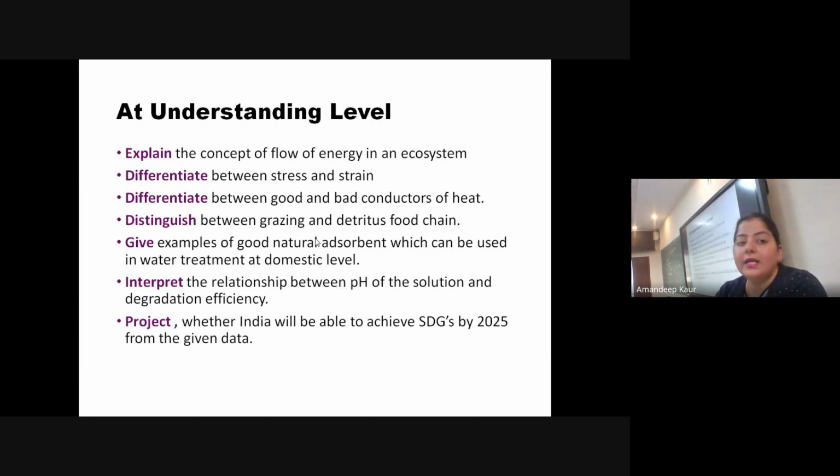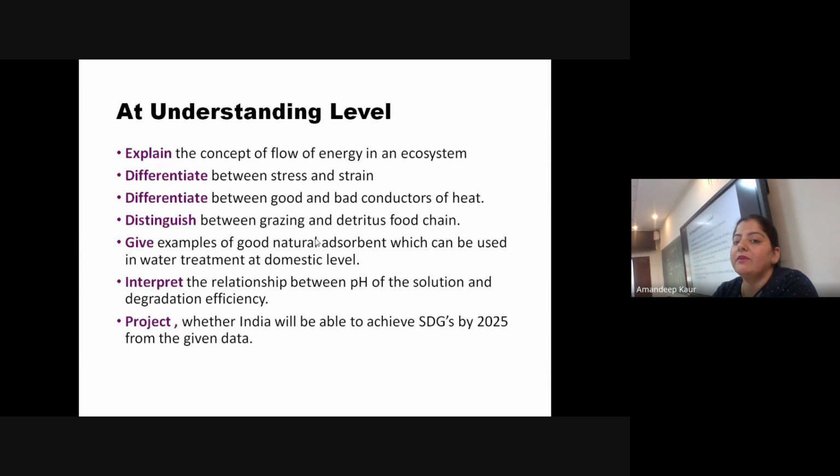At understanding level, explain the concept of flow of energy in an ecosystem. Differentiate between stress and strain. Differentiate between good and bad conductors of heat. Distinguish between grazing and detritus type of food chain. Give examples of natural adsorbent which can be used in water treatment at a domestic level. This is a first semester open ended question for the subject of chemistry, chapter number 9: interpret the relationship between pH of the solution and degradation efficiency.